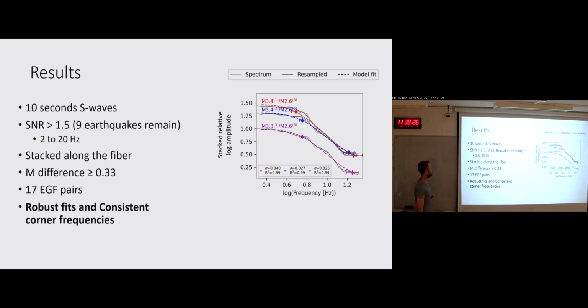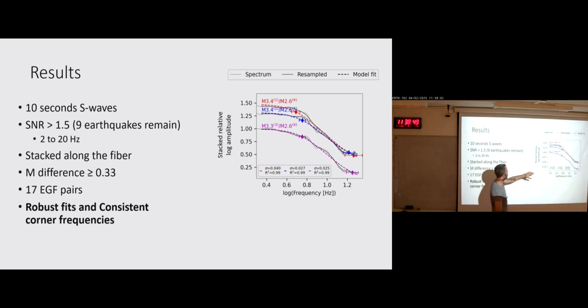We applied this approach to the data set. After some signal-to-noise ratio requirements, we're left with 9 earthquakes out of 10. Because the fits are so good, we require a magnitude difference of only 0.33. With seismometers, they usually require a magnitude difference of 1 unit. And this gave us 17 of these pairs, 17 earthquake pairs.